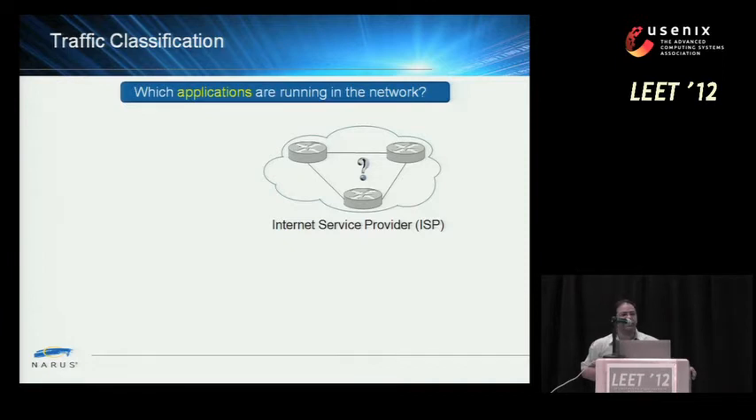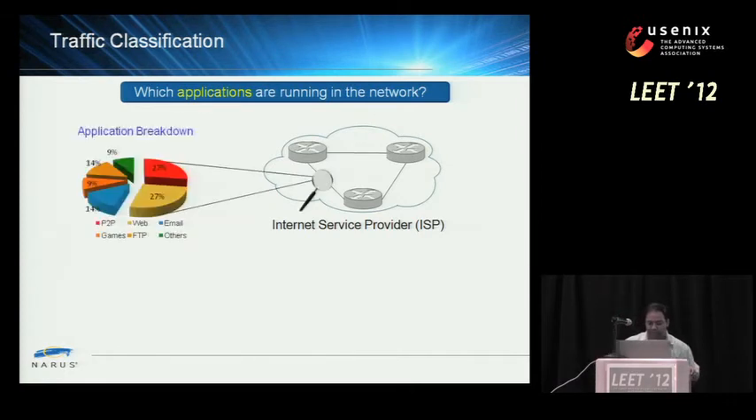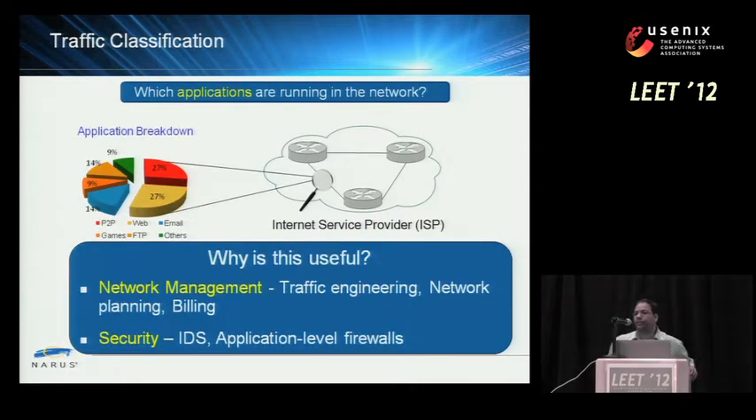Traffic classification is a very well-studied research problem. Internet service providers and network operators have always been interested in finding out what applications are running in their networks. This information is useful for many network management applications like traffic engineering, network planning, and billing. It is also crucial for many security applications like intrusion detection systems and application-level firewalls.